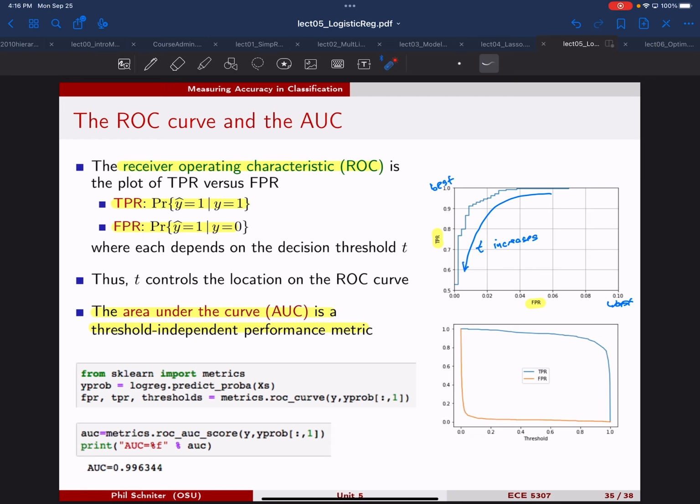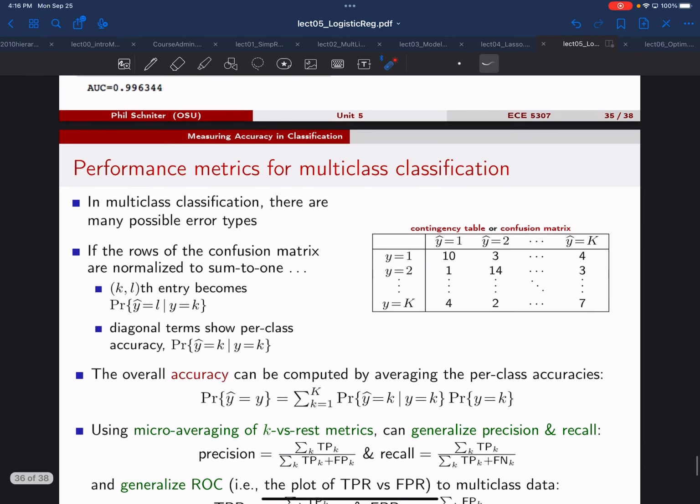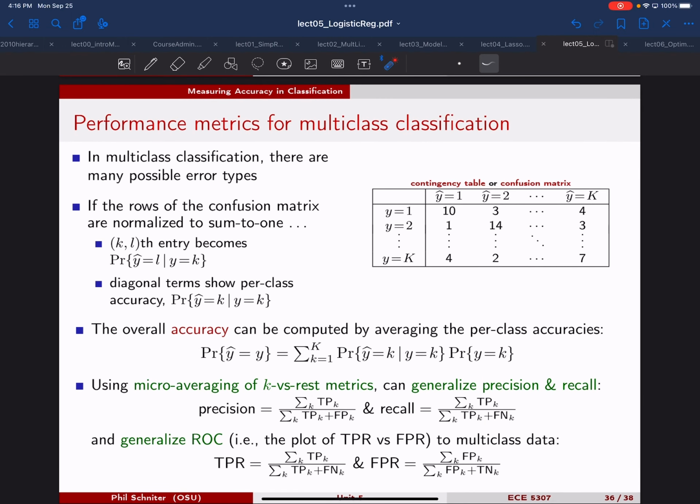Okay, so that's all for binary classification. Now let's think about what happens in multi-class classification. So in this case, our confusion matrix is a lot bigger. If we have capital K classes, we have a K by K confusion matrix. The terms along the diagonal here are measuring correct decisions, like when the truth is 1 and you predict 1 and so on. All the counts off the diagonal are measuring errors, but there's many, many ways to make errors here.